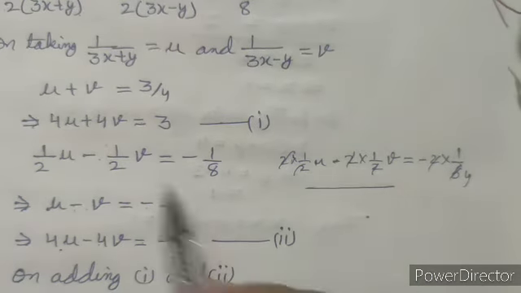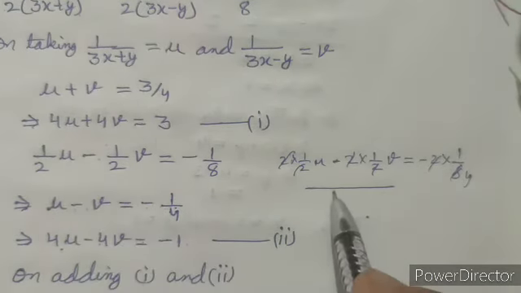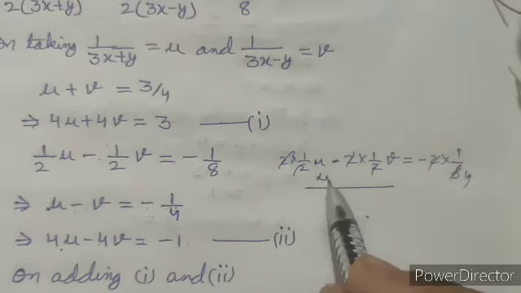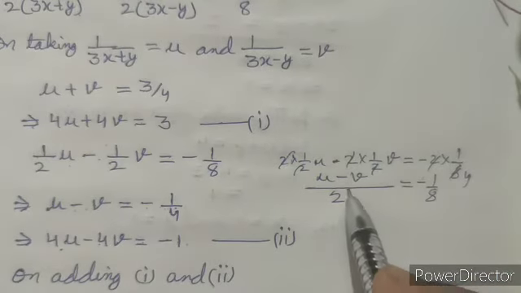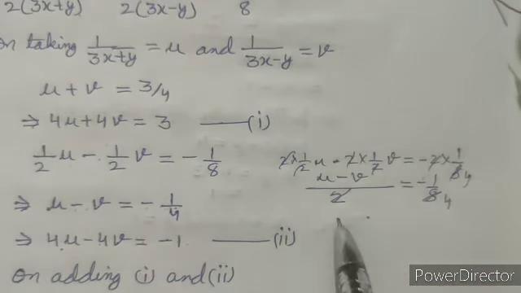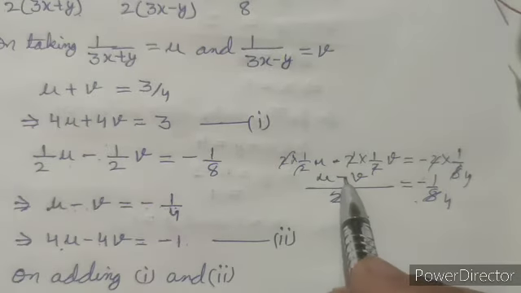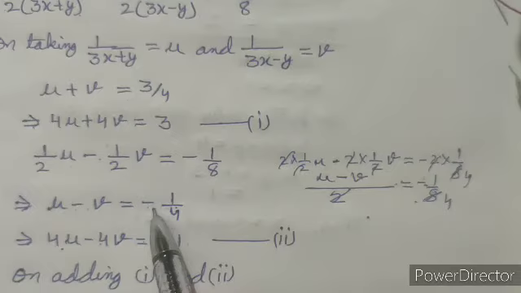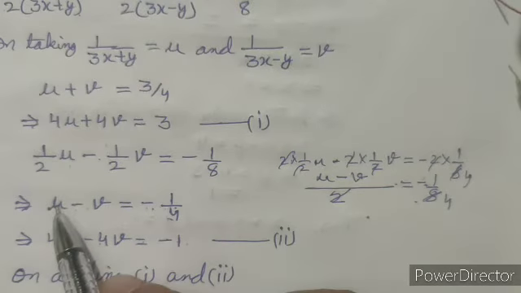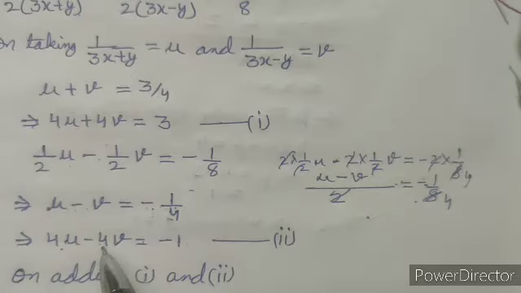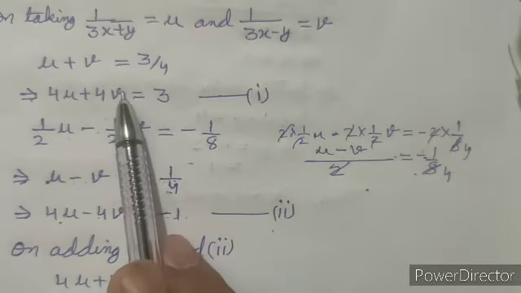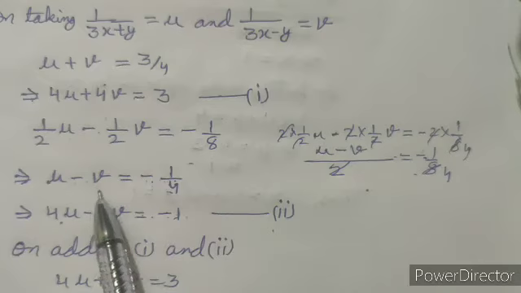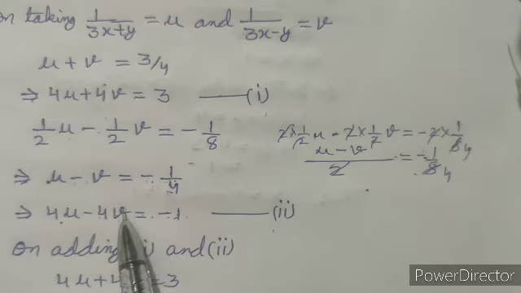And you can also take the LCM of left hand side, and that will give us u minus v equal to minus 1 by 8, and this will be 2 into 4 will be 8, and you will get u minus v equal to minus 1 by 4. And then on multiplying both sides by 4, we will get 4u minus 4v equal to minus 1. Now the equation first and second can be easily solved by elimination method by eliminating the variable v on adding first and second.